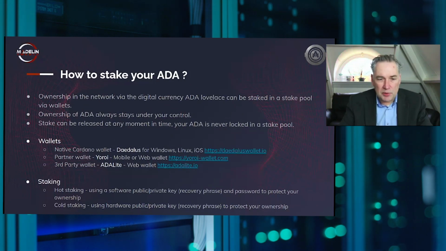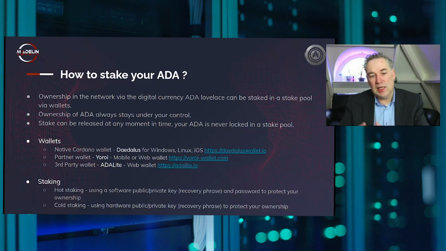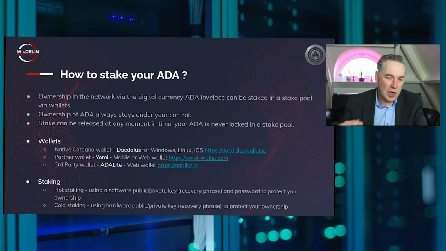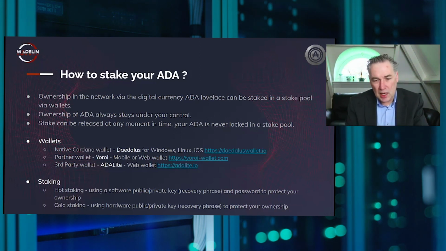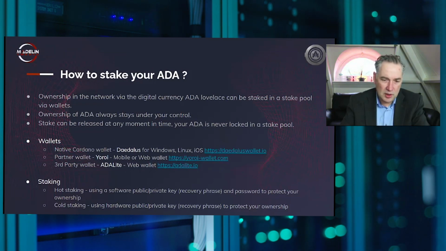So ownership in a network can be done via digital currency, ADA, and they can be staked via wallets. The ownership of the ADA always stays under your control. Stake can be released at any moment in time. So your ownership in ADA is never locked up. So if I decide to stake today and decide to unstake my ADA the next day, that is plausible, but that's not plausible in most of the blockchains, because most of the time it's locked for a certain amount of days. In the Cardano blockchain, basically you will have always control over your ownership.